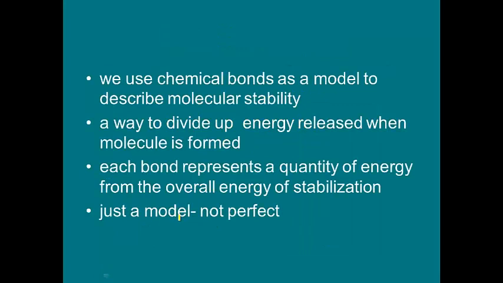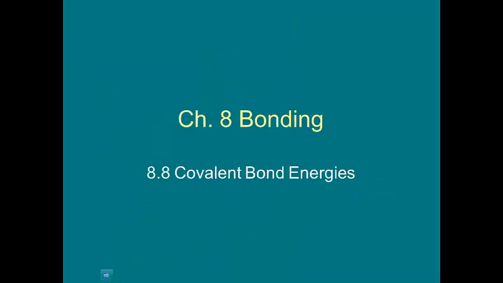Okay, then we got to talk about covalent bonds just a little bit. We use chemical bonds as a model to describe molecular stability. It's still a model, it's not perfect, and a way to divide up energy released when the molecule is formed. Each bond represents a quantity of energy from the overall energy of stabilization. The way that I think of this, we're going to talk about bond energies here. I think of the covalent bond as the energy that's stored. And that's what we're going to use here to look at bond energies.